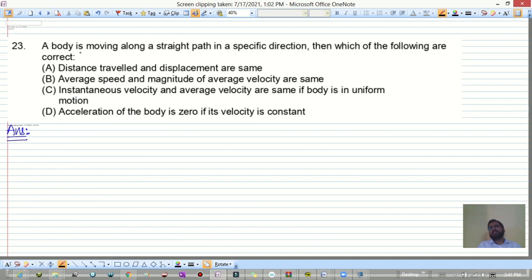Okay, so 23rd: a body is moving along a straight path in a specific direction, then which of the following are correct? Distance traveled and displacement are same.